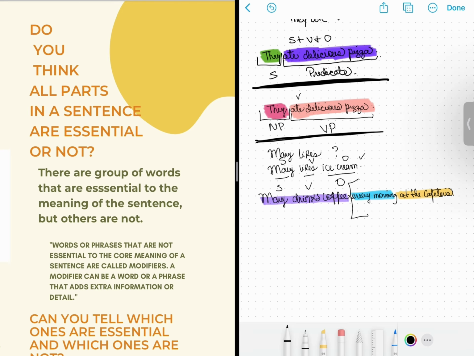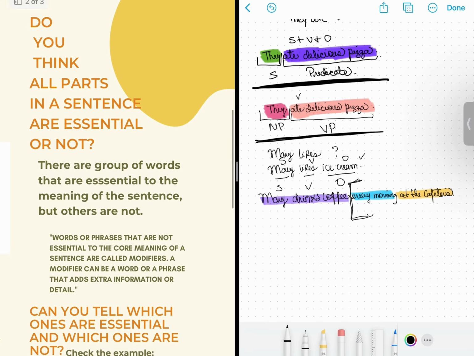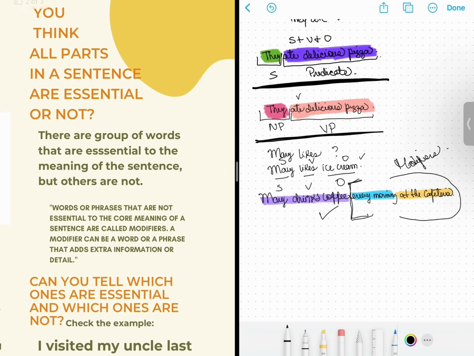Professor, and how do we call those words that are non-essential? They are called modifiers. What are modifiers, Professor? Words or phrases that are not essential to the core meaning of the sentence, because we can delete this. We can delete this, and the main sentence is this. So they are called modifiers. And I said here, a modifier can be a word or a phrase that adds extra information or detail to the main sentence. We have to keep that in mind.